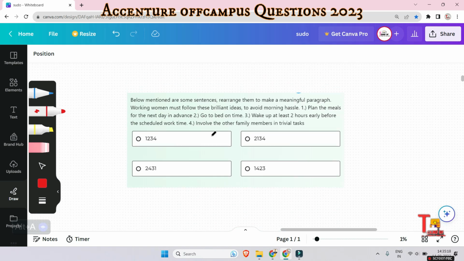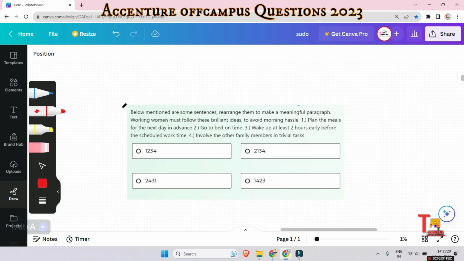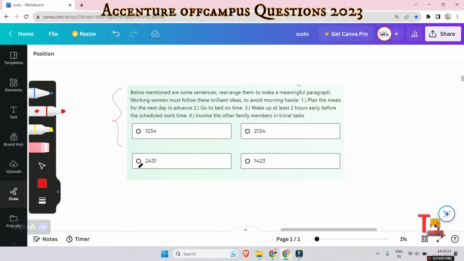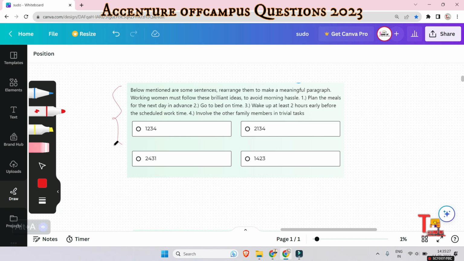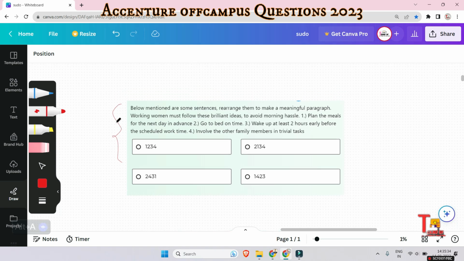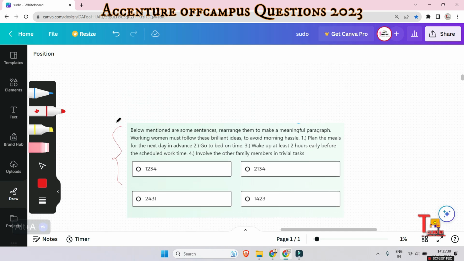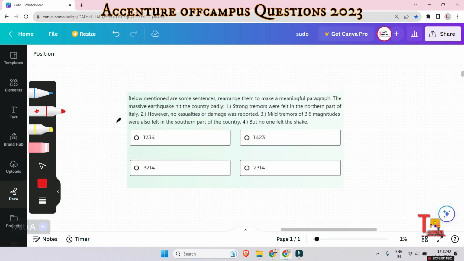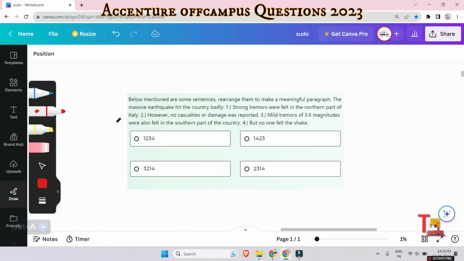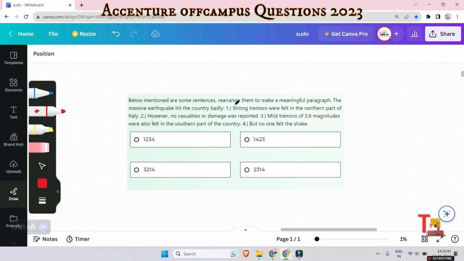So the next question is this. I am requesting you to solve the problem by yourself so that it can be more valuable for you and your upcoming campus exam, right? So please solve the problem and give me the proper option in the comment box, right? Okay, I'm skipping this question. So the next question is, rearrange the sentences in a meaningful paragraph.